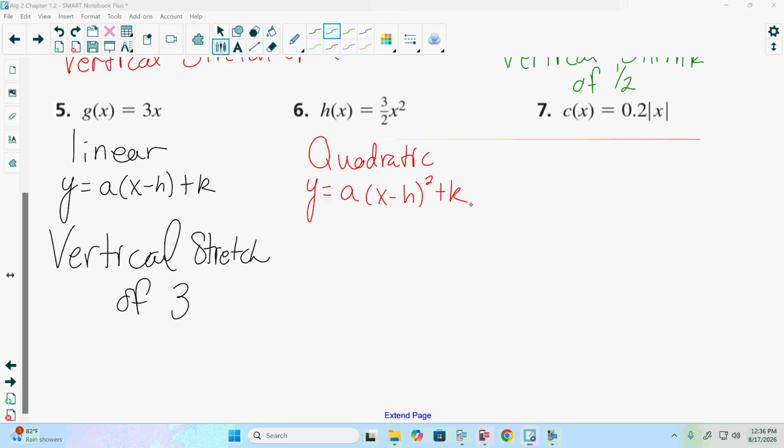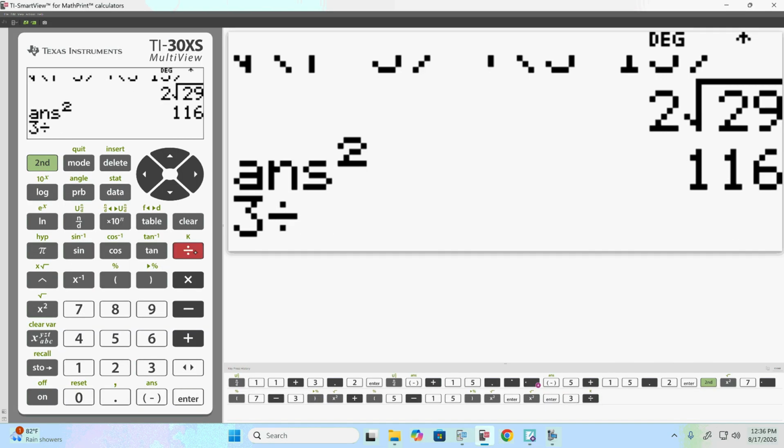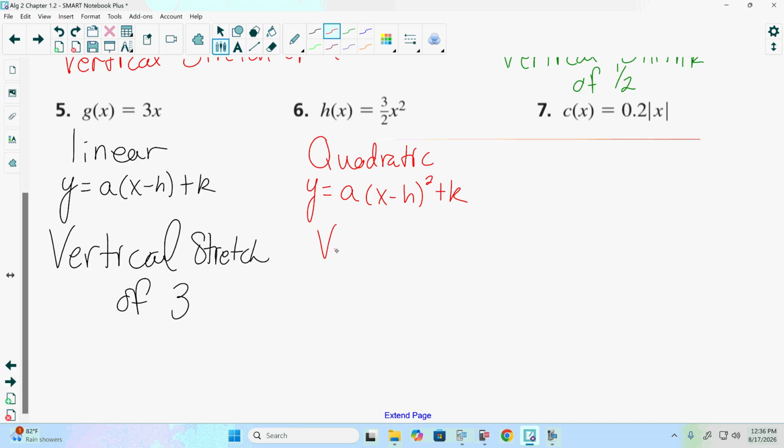It's 3/2. Between 0 and 1? If we're not sure, we can always divide: 3 divided by 2 is 1.5. It's greater than 1. So it's a vertical stretch of 3/2. I do that every year, mainly because it's very easy to see fractions and think it's got to be a shrink. We have to make sure the fraction is not greater than 1. Greater than 1 is a stretch. Between 0 and 1 is a shrink.